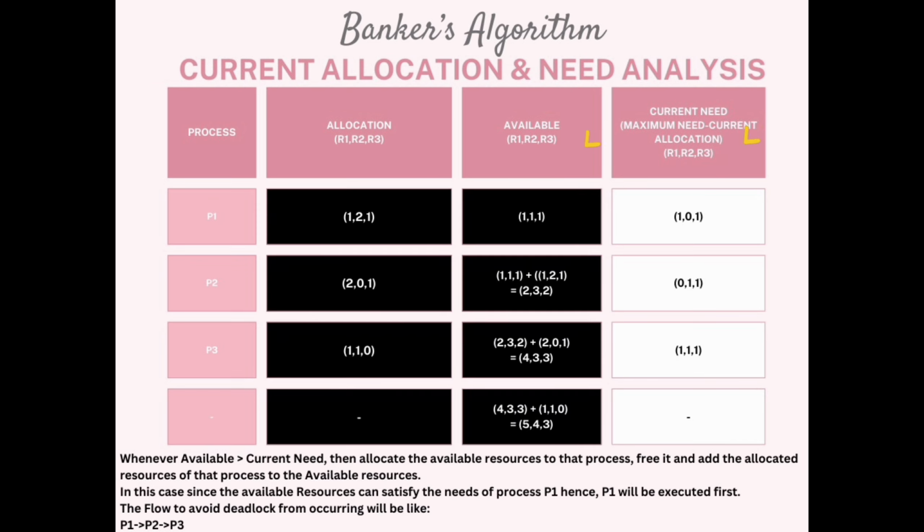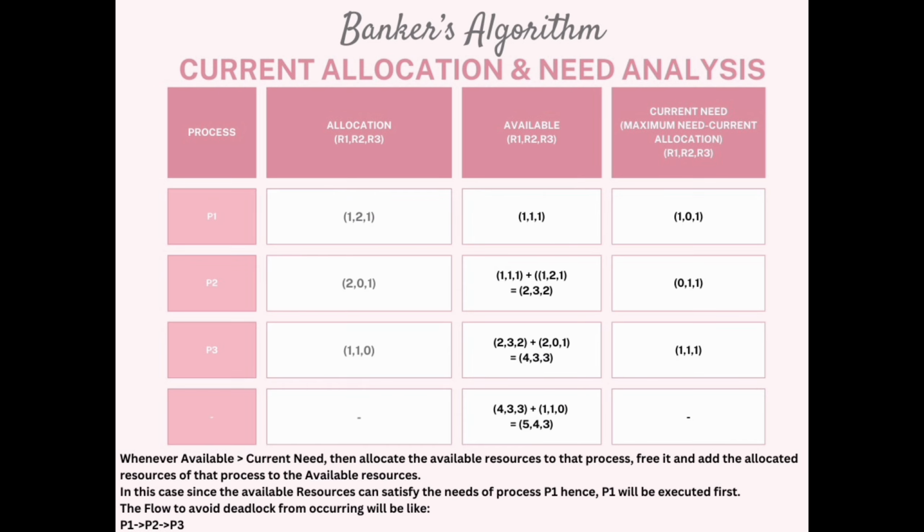As we can see, the current need of process 1 can be satisfied using the available resources of the system. Hence, now we will add the allocated resources of process P1 to the available resources, updating the count of the available resources. As we can see, the current need of process 2 can be satisfied using the available resources of the system. Hence, now we will add the allocated resources of process P2 to the available resources, updating the count of the available resources. As we can see, the current need of process P3 can be satisfied using the available resources of the system. Hence, now we will add the allocated resources of process P3 to the available resources, updating the count of the available resources.